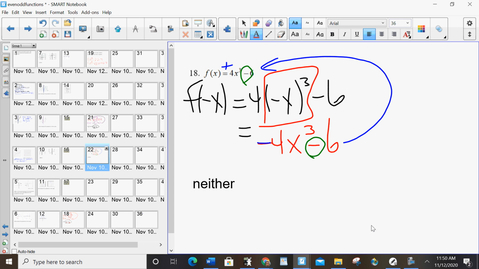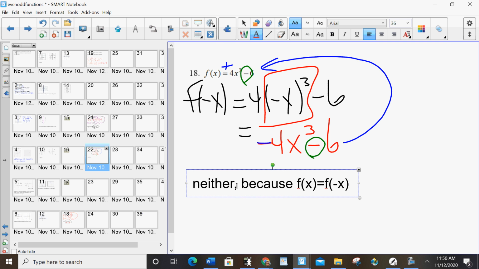And as far as the explanation, they probably wouldn't ask you for an explanation of why it's neither, but if you did, it's because f of x is not equal to f of negative x, and f of negative x is not equal to negative f of x.